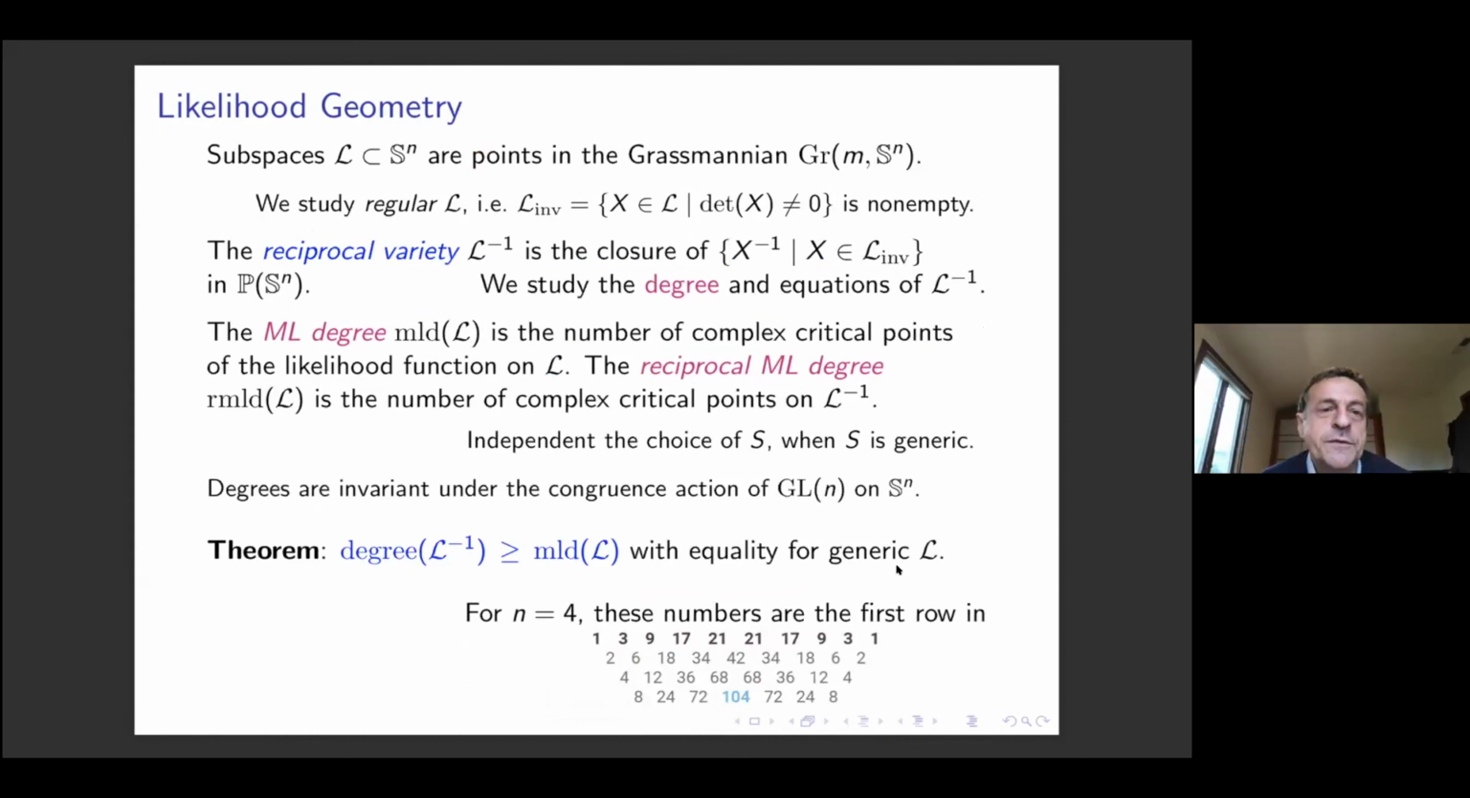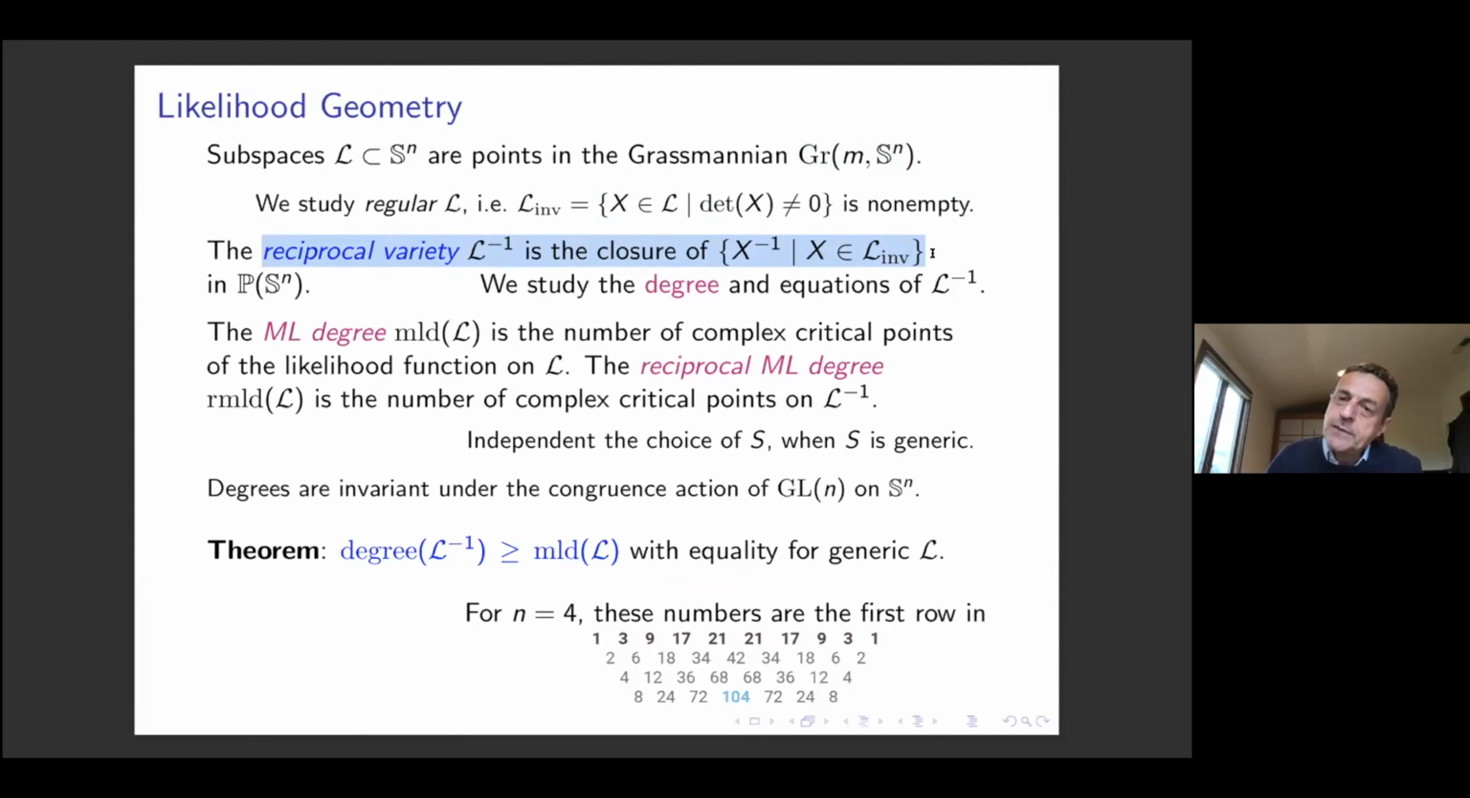So maybe a few words about this. A subspace in LSSM is a point in the Grassmannian, the Grassmannian of m-dimensional vector subspaces in the n plus one choose two dimensional space of symmetric matrices. We focus on regular linear spaces, those that contain at least one invertible matrix, so a typical matrix in the subspace is invertible. For such a regular L, it's very interesting to study the reciprocal variety, which is the set of all matrix inverses of matrices X in the linear space.